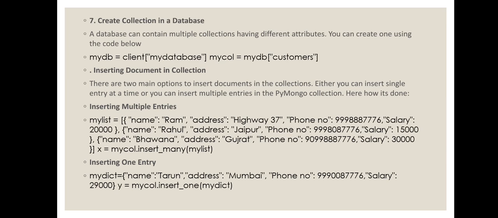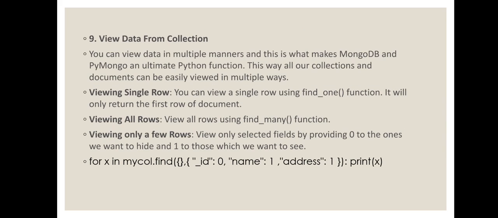Seventh, create collections in a database. A database can contain multiple collections having different attributes. You can create one using the code below. Inserting documents in a collection: there are two main options to insert documents in the collection. Either you can insert a single entry at a time, or you can insert multiple entries in the PyMongo collections. Here's how it's done: inserting multiple entries, inserting only one entry.